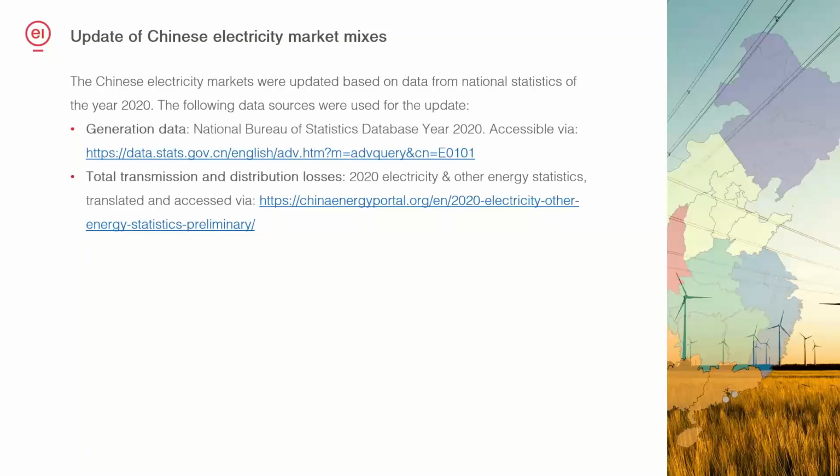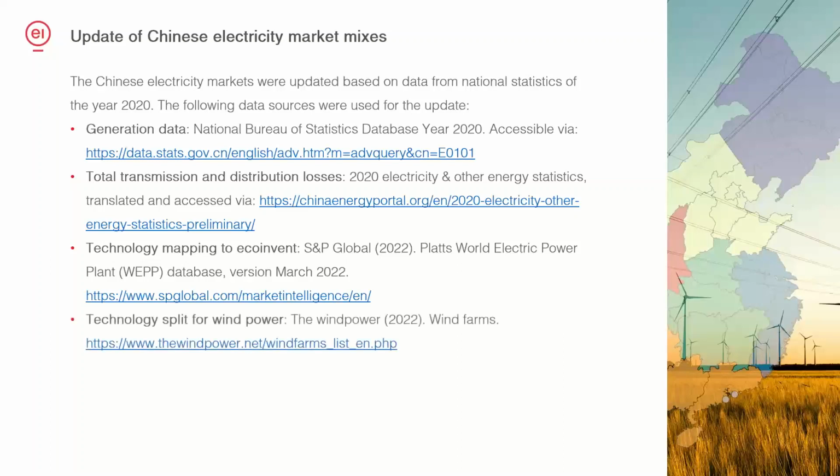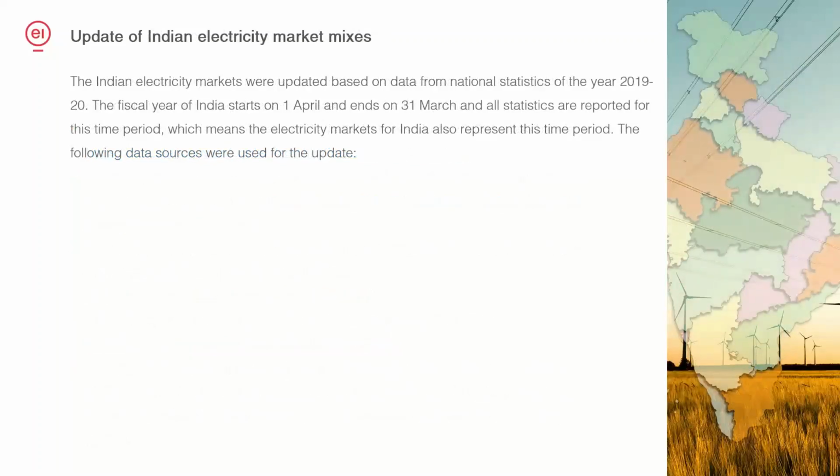The sources yielded fuel categories split into thermal, nuclear, hydro, wind, and solar, and these categories were split into ecoinvent technologies based on information from the Platts World Electric Power Plant database. Technology splits for wind are based on windpower.net, and imports between the different regions are based on information in the listed paper here. Unfortunately, the original statistic on electricity exchanges was not directly accessible.